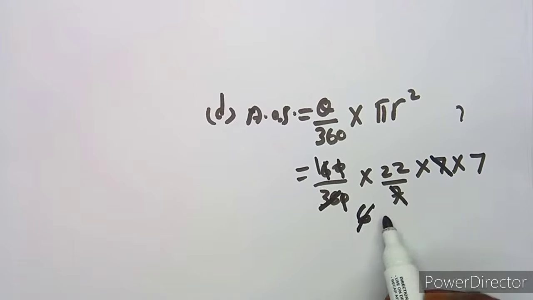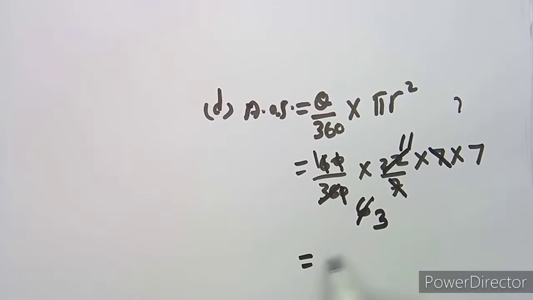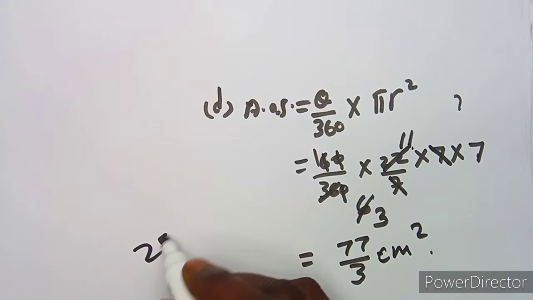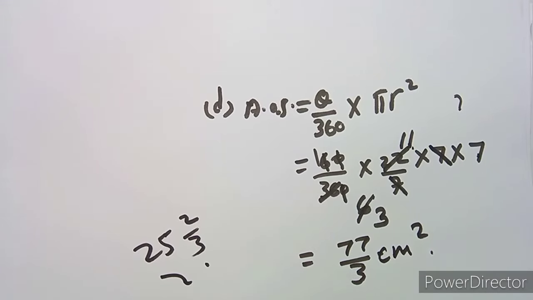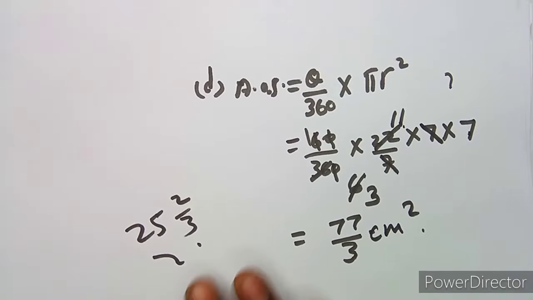Then we reduced this one, we got by 2. That was 3 by 2. This is 11. So now we can't do anything. We have to just multiply 7 times 11 times 7, which is 77 over 3. So that's it, guys. 77 over 3. This is square centimeters, or you can put it as improper, which is going to give you 25 and 2/3 if you do properly, but you can even leave it like that. Okay, so that's it, guys.